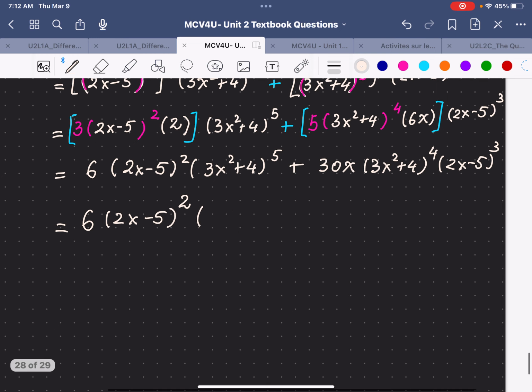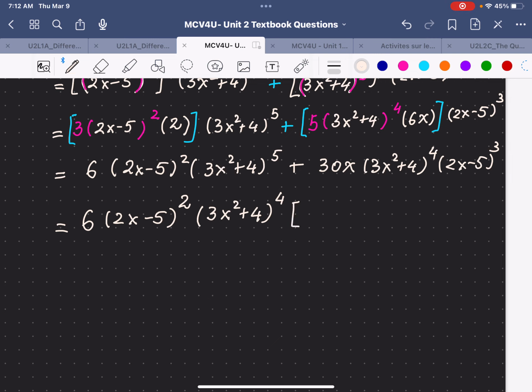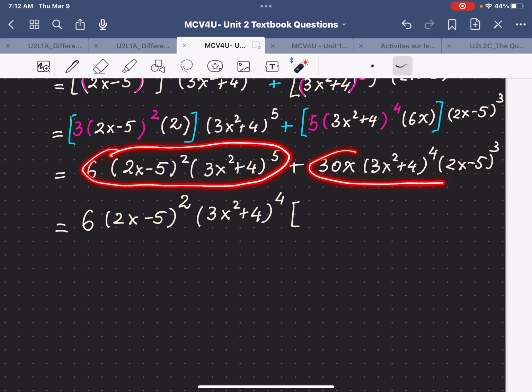And the next factor we have to inspect is 3x squared plus 4. As you can see, it's present in both chunks of terms here. And that means that 3x squared plus 4 is a common factor. And now we inspect the powers. So we have a power of 5 and a power of 4. So the smallest power can come out because the smallest power is common to both groups of terms. And now we have to figure out what's left from each group of terms here once we take out the greatest common factor.